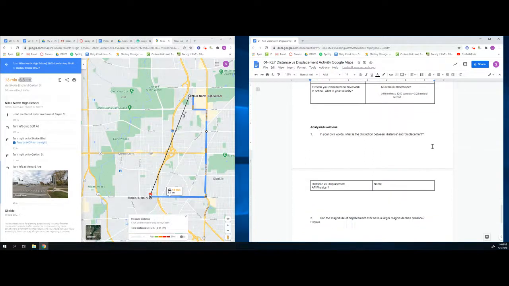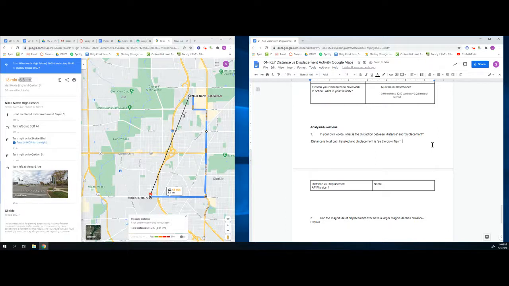Okay, what's the distinction between distance and displacement? Check your notes. Distance is total path traveled, and displacement is as the crow flies. It's, if you were a bird, what path would you take? You would go straight up from A to point B.